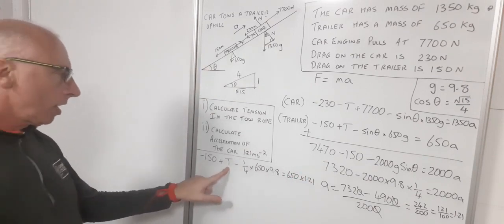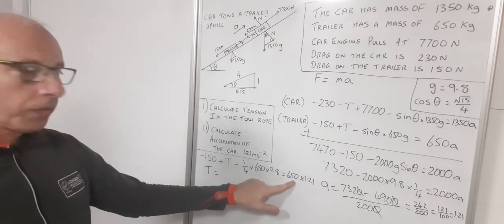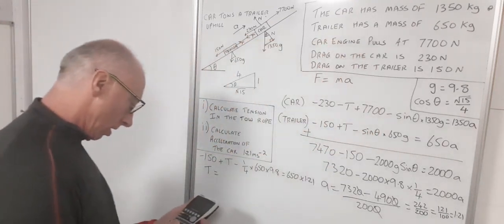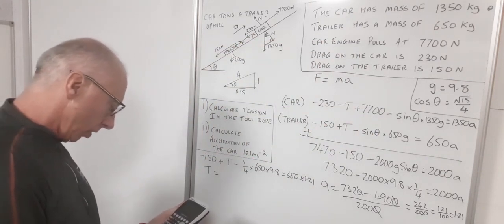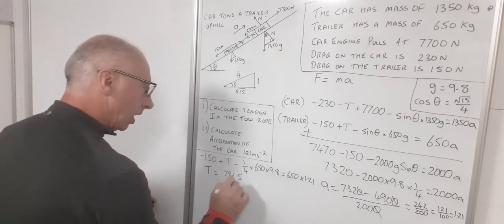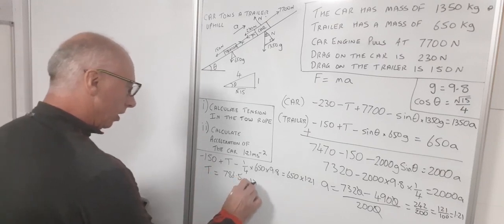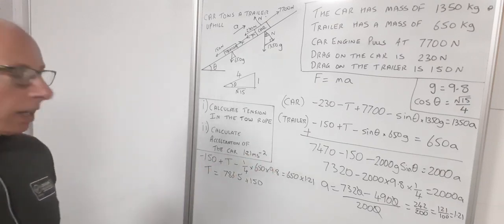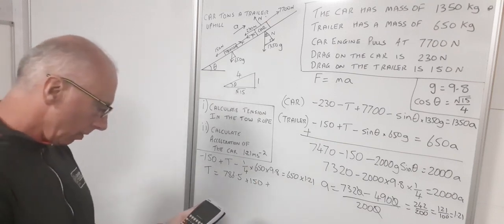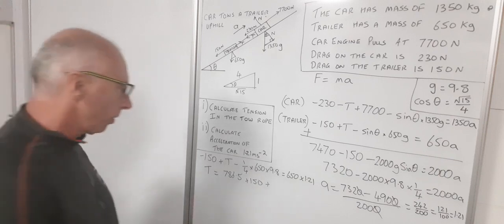If we leave this on this side, I've now got T equals 650 times 1.21. Let's get the calculator and work that out. 650 times 1.21 is 786.5. Then we need to add 150, that's coming over this side. And then add whatever this is. So 650 times 9.8 divided by 4 is 1592.5.